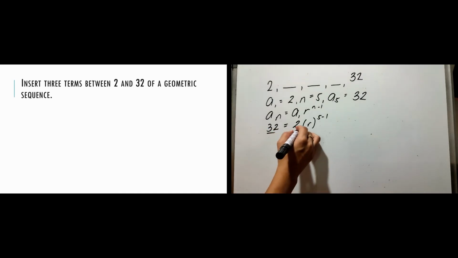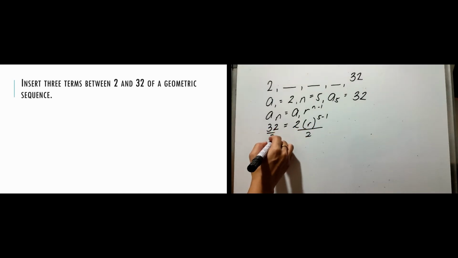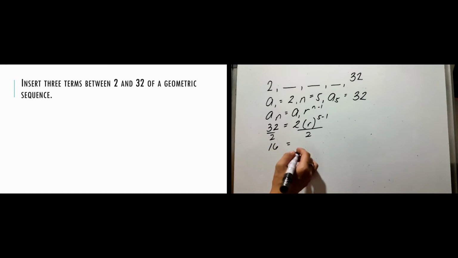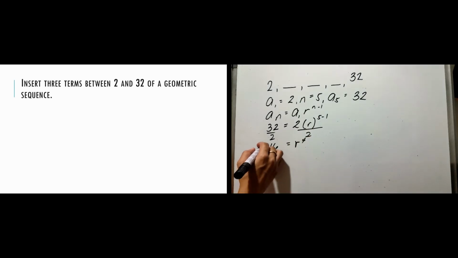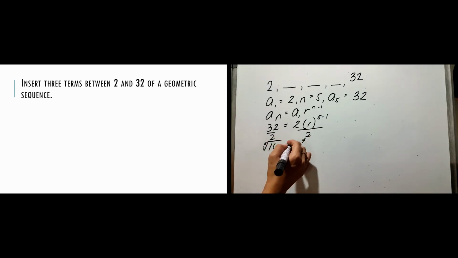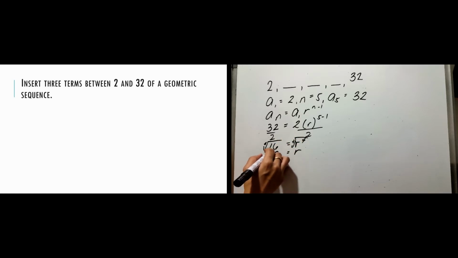Okay? Divide both sides by 2. So, we're going to have 16 is equal to the common ratio to the power of 5 minus 1, which is 4. And then, we're going to get the fourth root. Then, the fourth root of 16 is 2, positive or negative. So, we're going to have 2. Let's have first the positive 2.